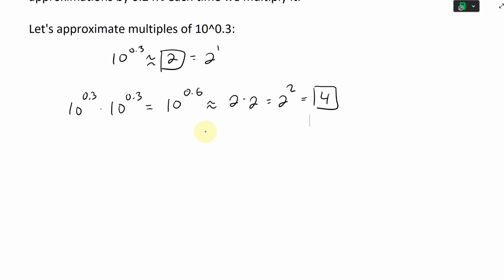And now if we multiply it again, instead of writing this all out, we'll write this one out. We're going to go 10 to the 0.3 times 10 to the 0.6, and these add up, this equals 10 to the 0.9.